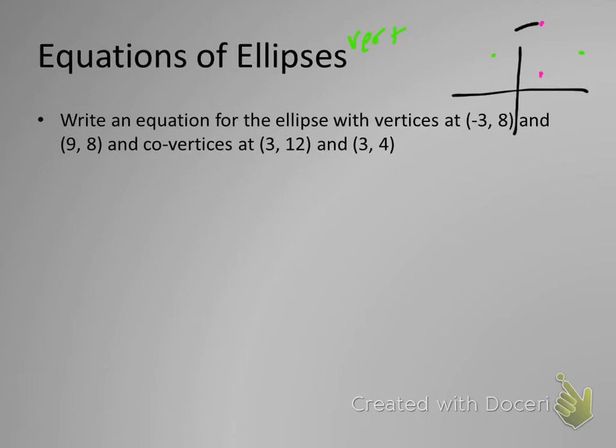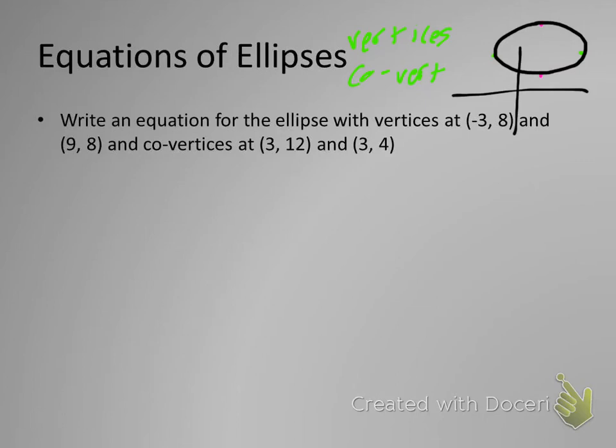So this one's oriented how? Horizontally. See that? Oh, I thought that was vertical, and I was like, what are you two talking about? My bad. Which makes this actually be easier. It really does. If you're given vertices, co-vertices, these aren't terrible, because you just have to remember the parts and what they mean and where they're located.